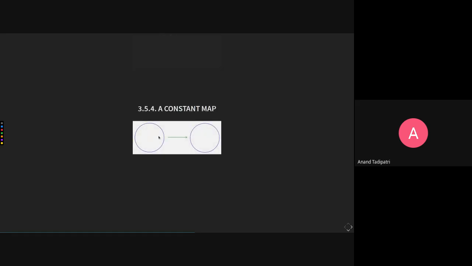What about a constant map? That means anything over here maps to a single point over here. Does this have any fixed points? The point to which it maps. Yeah, the point to which it maps.